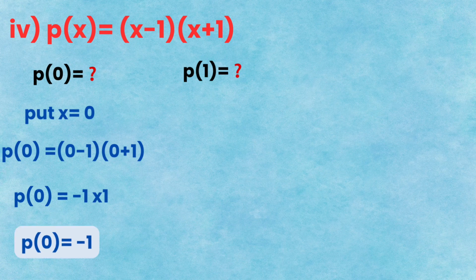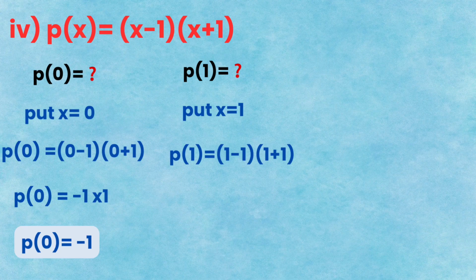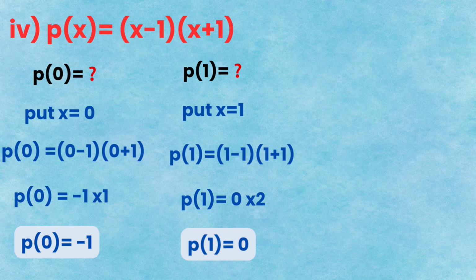Second is find P1. For this, put x is equal to 1. Then the expression will be P1 equals to 1 minus 1 times 1 plus 1. This will become 1 minus 1 is 0 multiplied by 1 plus 1 is 2. Then the value of P1 will be equals to 0.